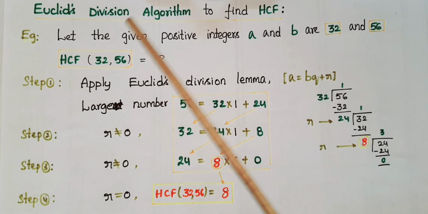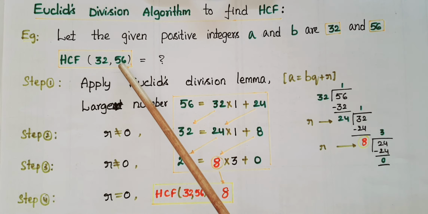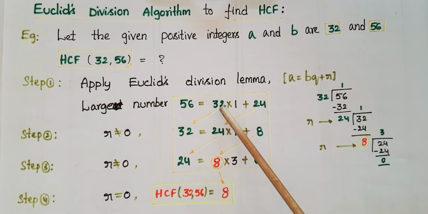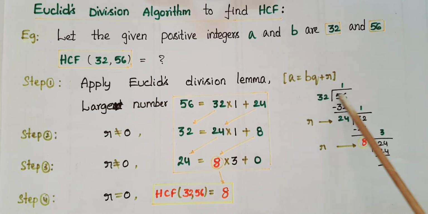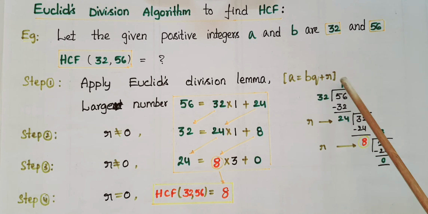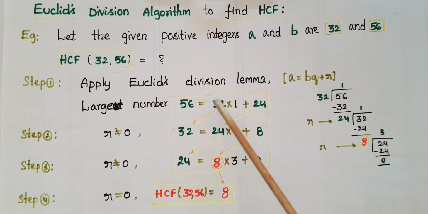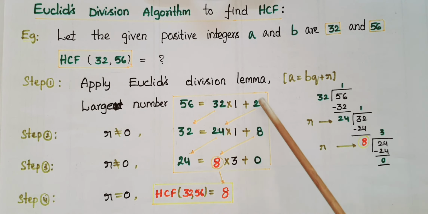So here first find out the largest number. Here 56 is the larger number. So 56 is equal to 32 into 1. Here divide 56 with 32, then 32 ones are 32, then the remainder is 24. So 56 is equal to 32 into 1 plus 24. So here the remainder is not 0.